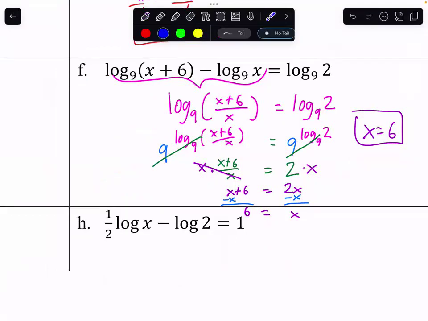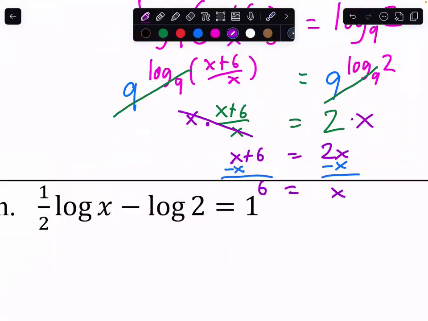Okay, so one last example. 1/2 log x minus log 2 equals 1. We've seen that we need to combine multiple logarithms into one. But one other thing we learned last class is that you can't combine while there's an exponent, a coefficient. So we need to deal with this 1/2 first.